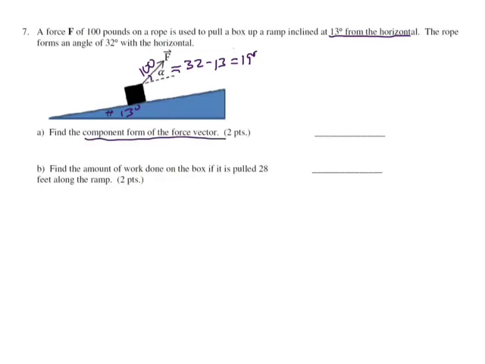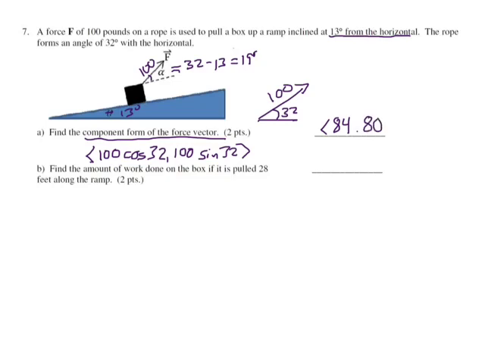Now, to find the force vector, let's go back to the fact that this force vector is at 32 degrees with the horizontal, and we know we've got a magnitude of 100. Well, we can find the component form by using our rule: the first component is 100 times the cosine of the angle, and the second component is 100 times the sine of the angle. Okay? And that comes out to be 84.80 and 52.99.